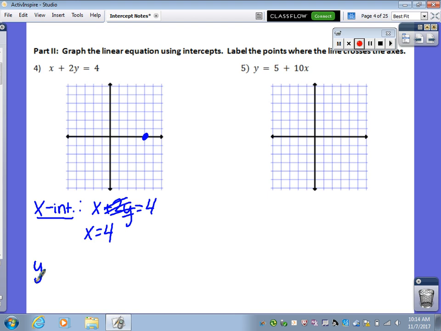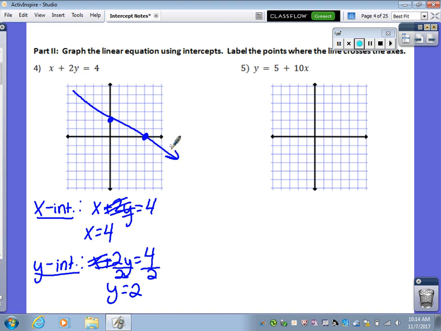Now find your y-intercept. To find my y-intercept, cover up the x, divide each side by 2, so y is 2. So I put a dot at y is 2. Now all you have to do is connect your dots with a nice long line and arrows. If you're more comfortable plugging 0 in and solving, that's totally fine. But either way, I think you'll see that it's much easier than making a table of values.